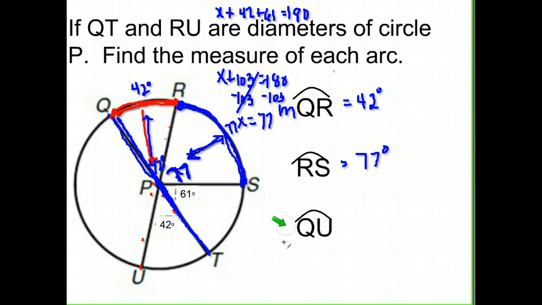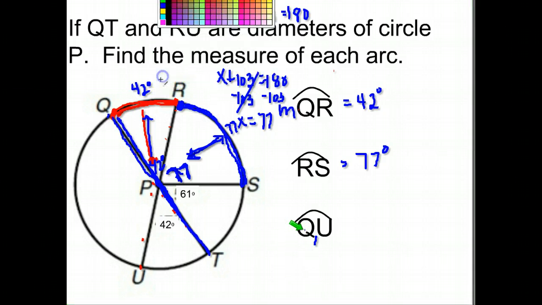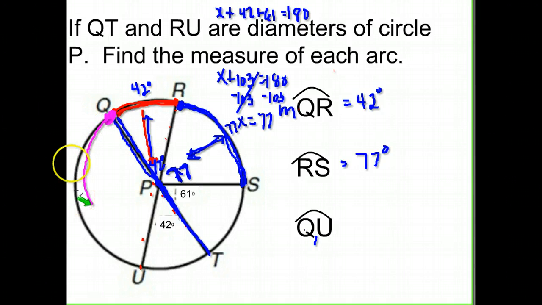All right, and finally QU. Again, they said QU, no extra. If there's 3 letters, you go the long way around the circle. If there's just 2, you go the shortest distance possible to get from Q to U. So our arc QU is going to start at Q, go the short direction. Notice the other way is really far to get from Q to U. Again, supposed to be easy. This should be our arc length, should be the measure of this angle, which is not labeled.